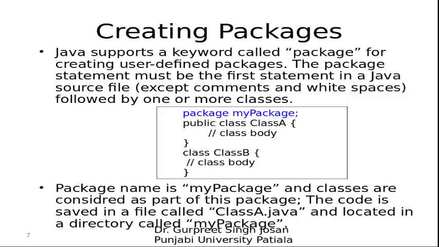Then you can create your own package using the package keyword, which is available in Java. The package statement must be the first statement in the Java source file. For example, package mypackage. Then I have created two classes, class A and class B. This source file should be contained in a folder whose name is mypackage, and when I compile these two classes, it will create two class files. One is A.class, another is B.class, and both files are located in the folder mypackage.